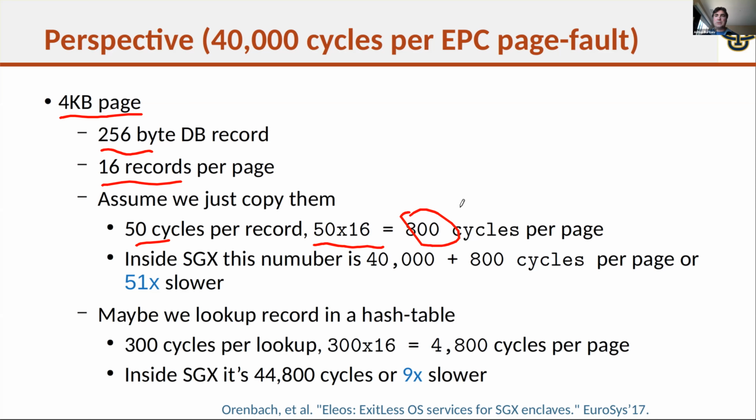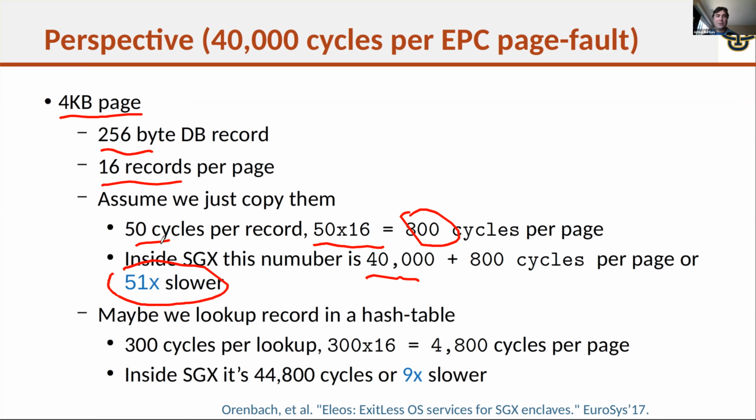On a normal machine, outside of the enclave. But if you're running inside the enclave, suddenly you see the cost of a page fault, which is like 40,000 cycles, right? So you're roughly running 51 times slower. Your database suddenly became 51 times slower, just because you put it inside SGX. Nothing else happened.